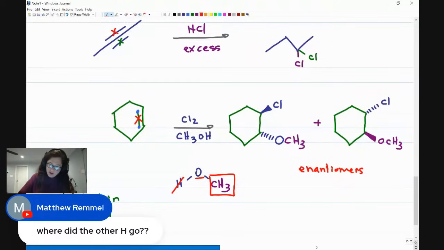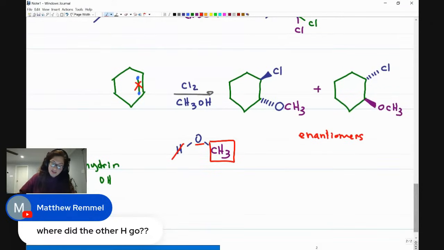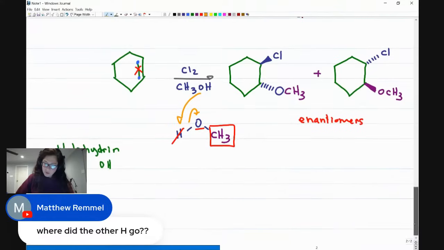Where did the other hydrogen go? The other hydrogen got deprotonated, and so one of the methanols in solution would have grabbed it. We're not going to go through every mechanism today because we'll never get through all the problems, but I will do some problems later with mechanisms, so we'll practice something similar. Question, CH3OH turned into OCH3.